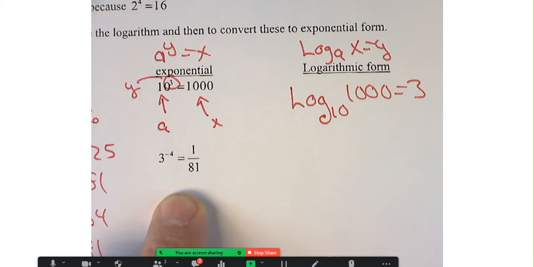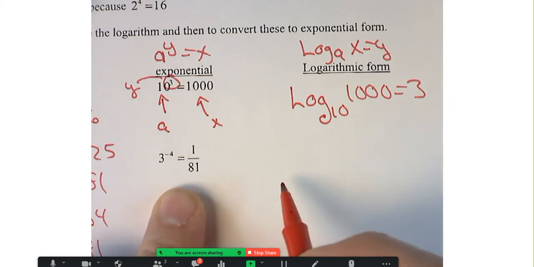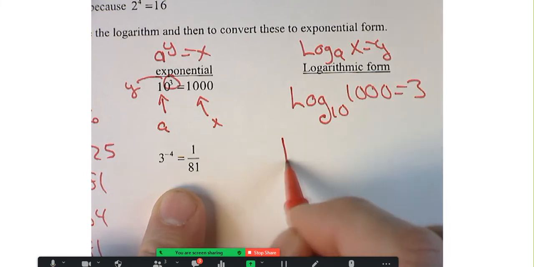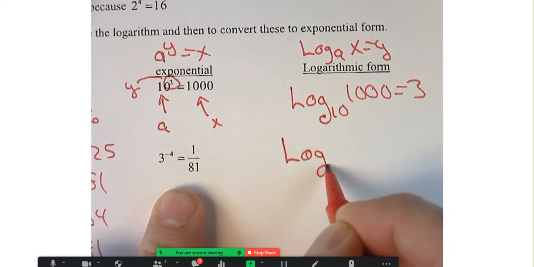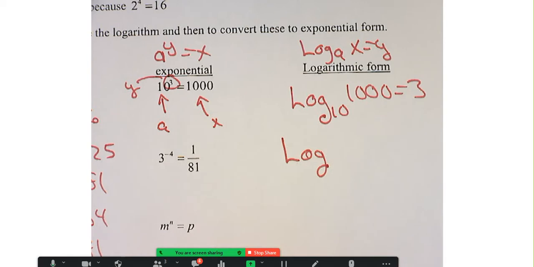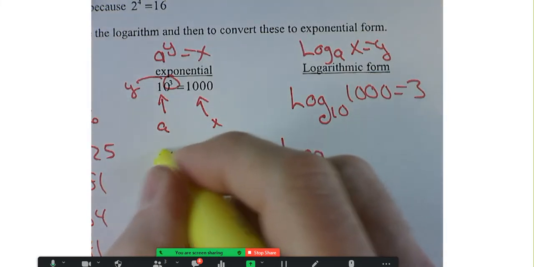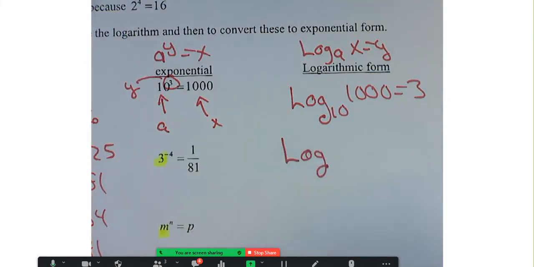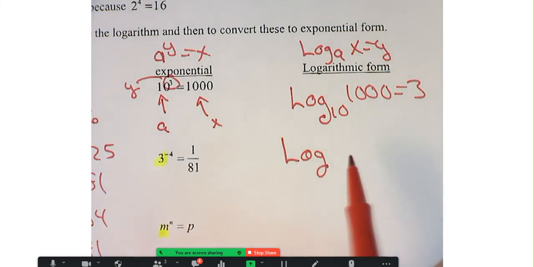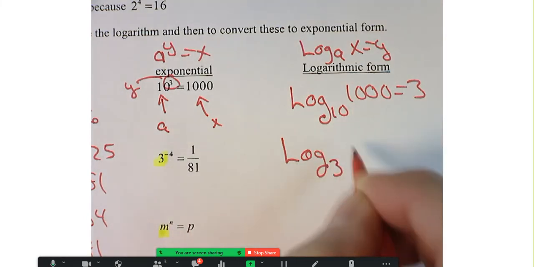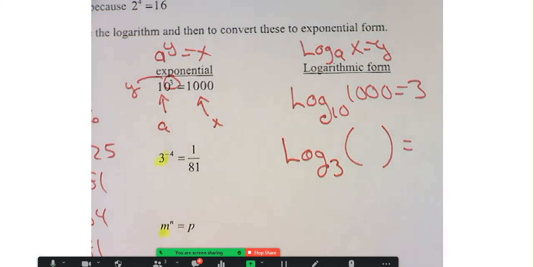How about the next one? Let's take a look here. Log. What base am I going to use? 3. Good. The base is always going to be this term here that has the exponent associated with it. That's always going to be your base when you're going from these exponentials to logarithms. So log base 3 of something equals something.